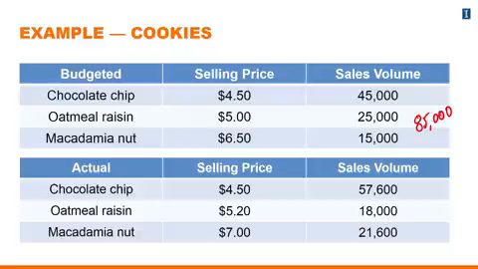Our sales volumes were different than what we had expected. We sold 57,600 units of chocolate chip cookies, 18,000 of oatmeal raisin, and 21,600 of macadamia nut. You can see for the different cookies that we sold maybe more or less than what we had planned. But the total that we ended up actually selling comes out to be 97,200. That's 57,600 plus the 18,000 plus the 21,600. So now let's calculate the revenue variances for one of these cookies. And let's focus on the chocolate chip.